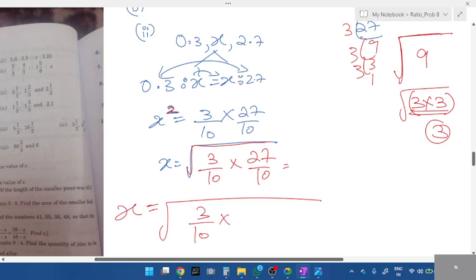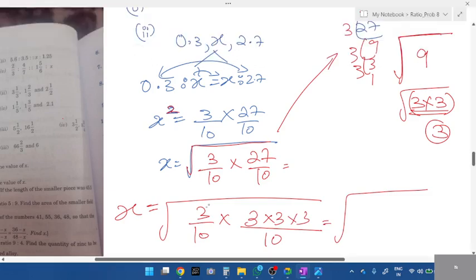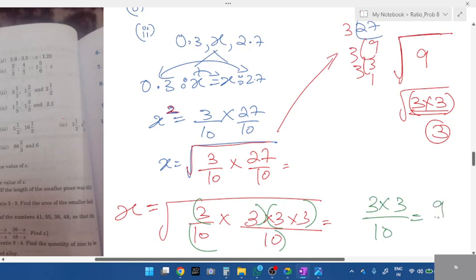27. How do you factorize 27? 3 nines are, 3 threes are, and 3 ones are. So 27. Now, what should I write 27 as? 3 into 3 into 3. How many numbers do I have to group, Shasha? Two numbers. Now tell me how many numbers I have to take out. Okay, now is it clear or still a doubt? Understood? Okay, fine. 3 into 3 divided by 10. 3 3s are 9. 9 by 10.